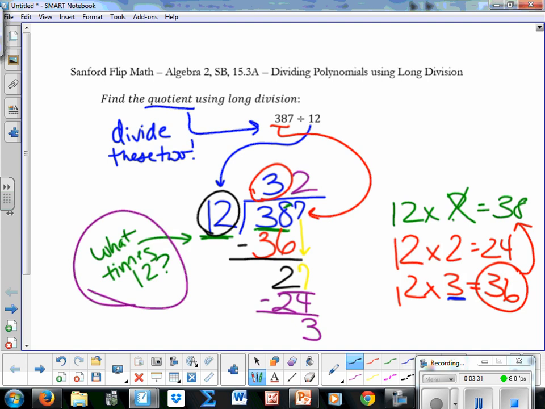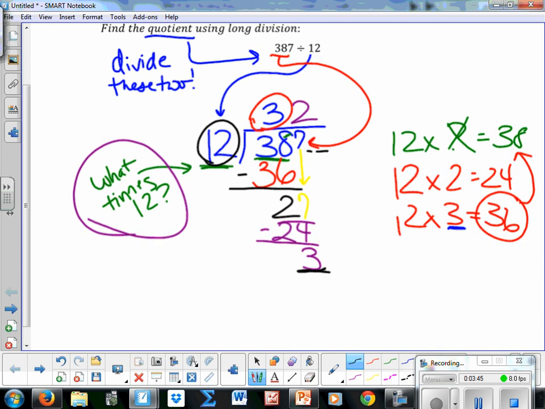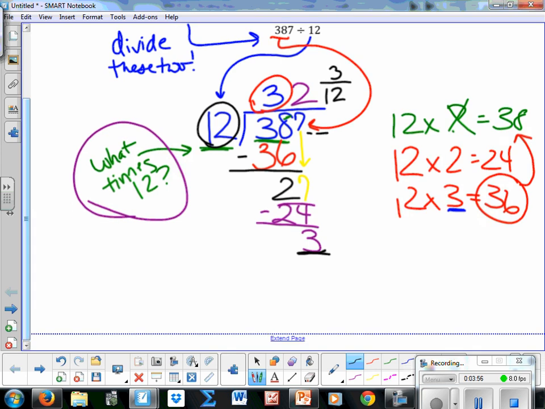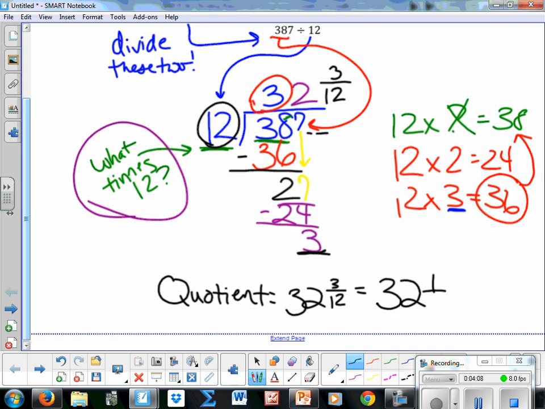Now we don't have anything else to bring down. There's nothing left to bring down, so this is as far as we can go because 12 does not go into 3 fully. So this means that we have a remainder. So I'm going to write that next to this up here. I have a remainder of 3 divided by 12 because 12 doesn't go into 3, but that 3 is still being divided by our 12. So the quotient, our answer here, equals 32 and 3/12, and we can reduce that 3/12 to 1/4. So 32 and 1/4 is our answer here.